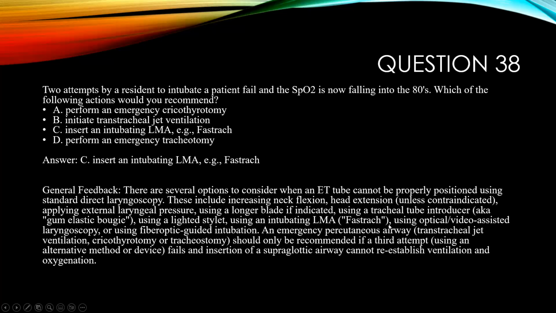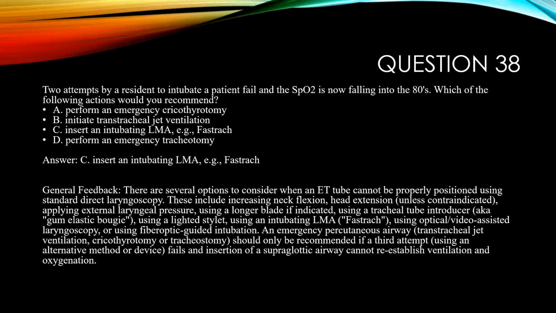Several options to consider in this particular case, when the ETT cannot be properly positioned using standard direct laryngoscopy. These include increasing neck flexion and head extension, unless it's contraindicated, unless there's some sort of an injury; applying external laryngeal pressure; using a longer blade if indicated; using a tracheal tube introducer, such as a gum elastic bougie; using a lighted stylet; using an intubating LMA fast track; using optical video assisted laryngoscopy; or using fiber optic guided intubation.